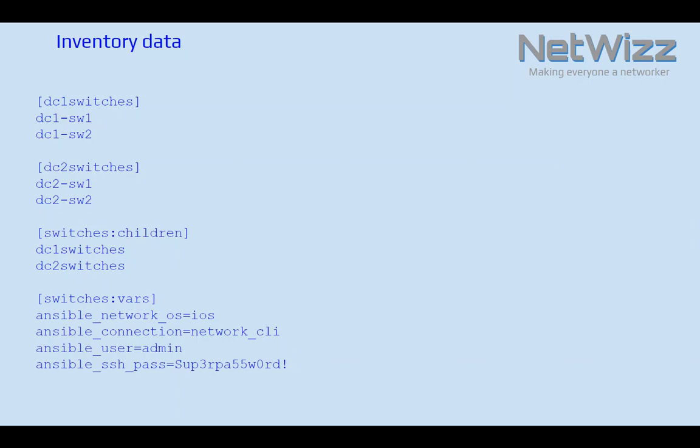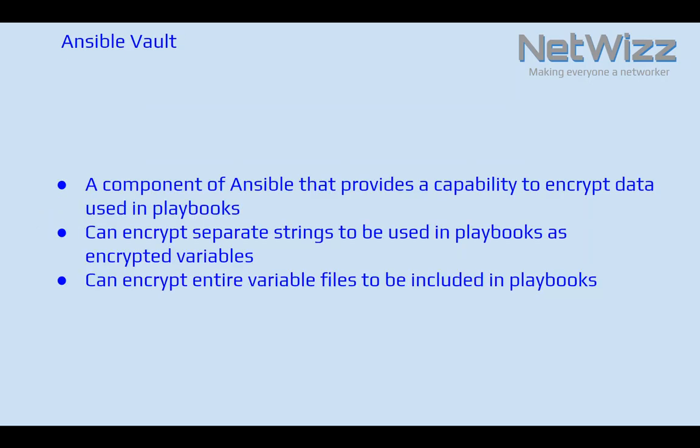We can store, of course, our password in the inventory as a variable, but that opens us to some security issues. As we know, both inventory and YAML files are stored in clear text, meaning everyone could glean our passwords. So we need some kind of encryption applied to them to hide them from curious eyes. Ansible Vault is just the tool for the job. It is a component of Ansible that provides the capability to encrypt the data used in Ansible data files. It has two main encryption modes. It can either encrypt a separate string or it can encrypt entire files.